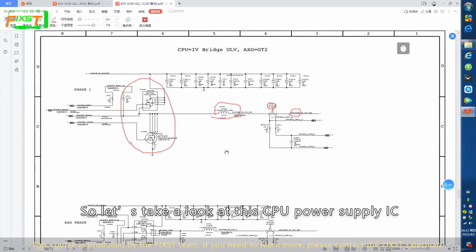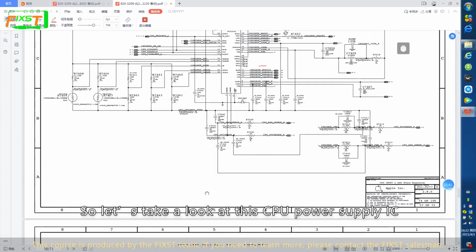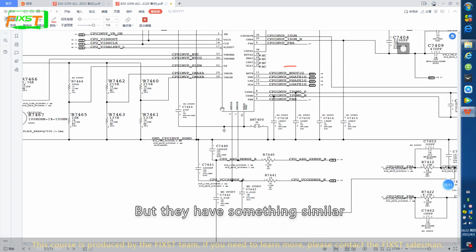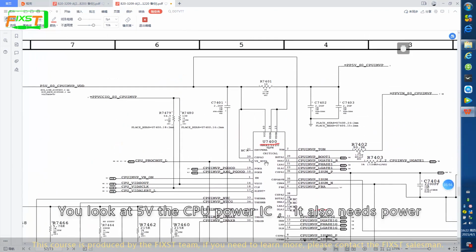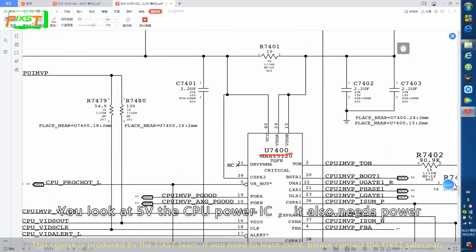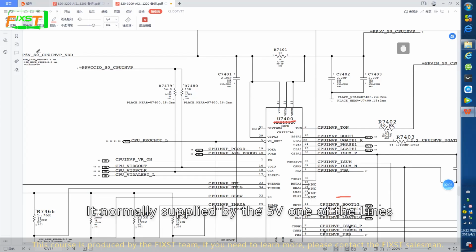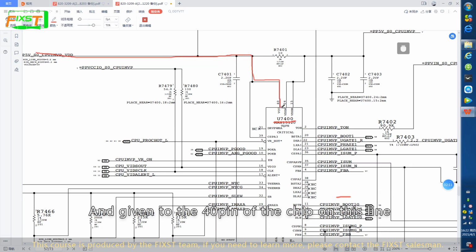So let's take a look at this CPU power supply IC. It has some differences in working principle from the RAM and the bridge power supply IC, but they have something similar. Let's take a look and then analyze it. You look at the 5V, the CPU power IC also needs power. It is normally supplied by the 5V and given to the 14-pin of the chip on this side.